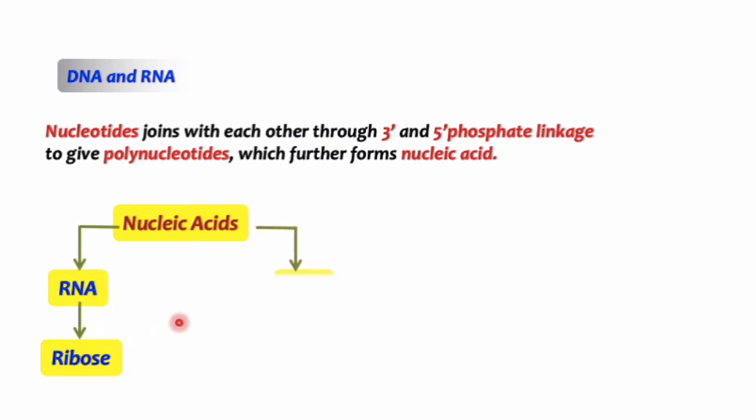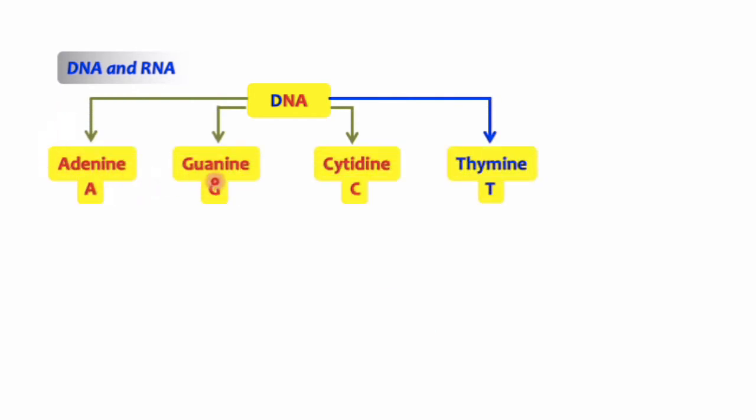So let me show you that. If it is DNA, it is formed by 2-deoxyribose. Okay guys. Now when it comes to DNA, there are 4 bases which are mainly involved. Observe this carefully, which are adenine, guanine, cytidine and thymine. So AGCT, that's how you can remember, AGCT are the bases which are usually involved in DNA, okay.